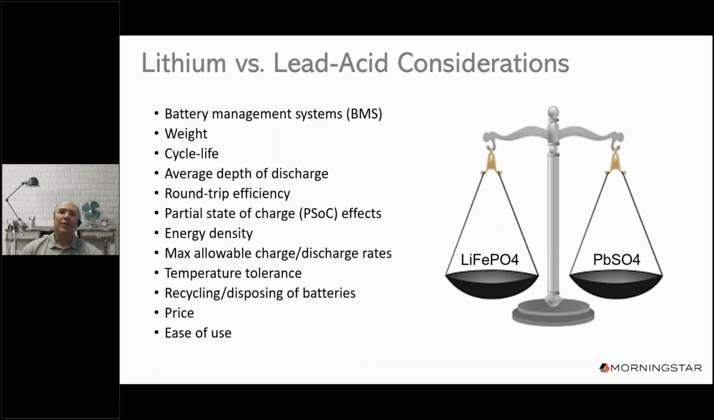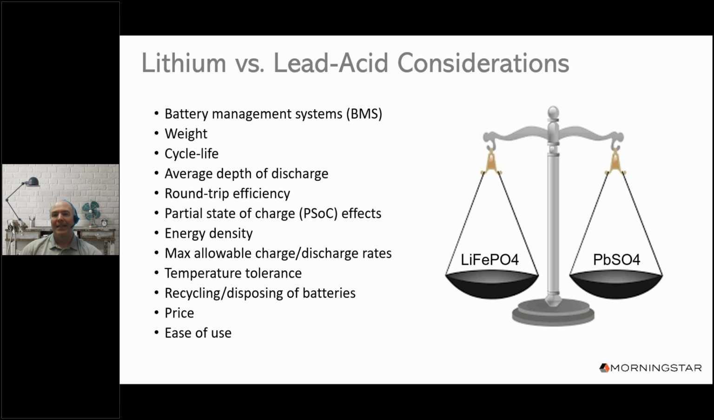All right, here are some things to consider when deciding whether or not to use lithium or lead acid batteries. For lithium batteries, if a battery management system or BMS isn't installed with the battery, you'll probably need one. A BMS is an electronic system for balancing and protecting battery cells. Lithium batteries will generally be advantageous in terms of weight, cycle life, depth of discharge, round-trip efficiency, partial state of charge effects. They're also advantageous in terms of energy density and maximum allowable charge and discharge rates.